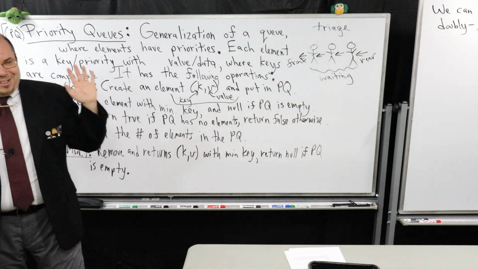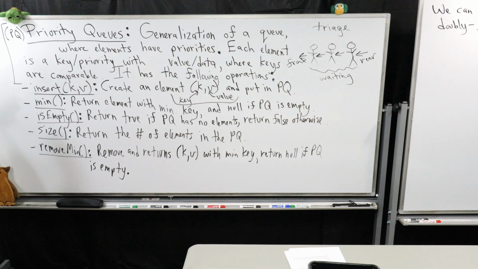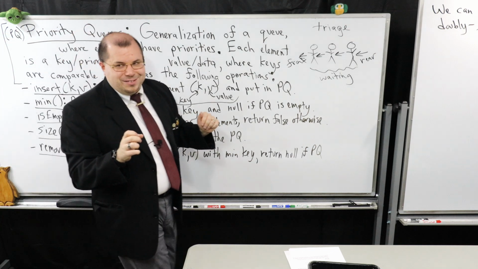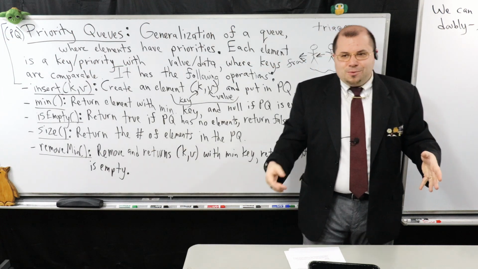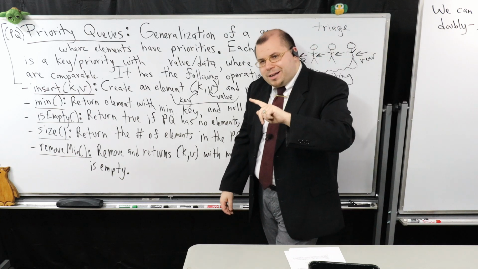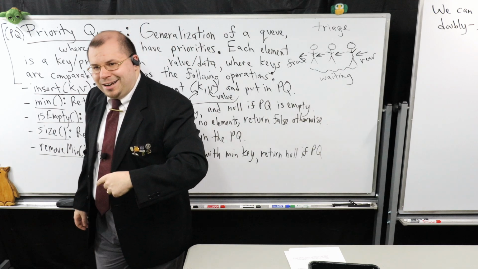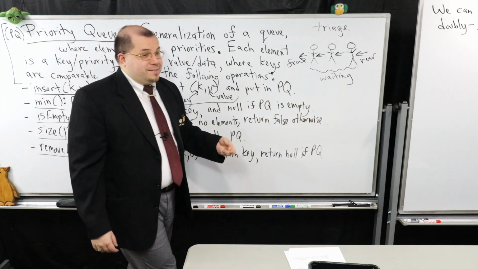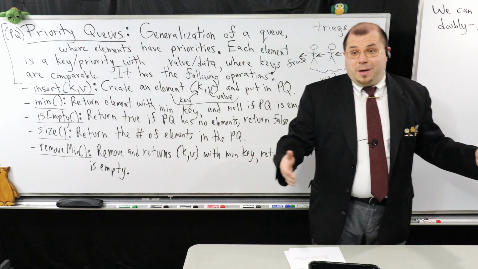So are there any questions before I proceed? Does everybody understand the idea of a priority queue? It's just a queue where all we've done is enforce priorities on the elements, and the ones with the higher priorities go to the front of the line, as opposed to the ones with the lowest priority that stay towards the back of the line.